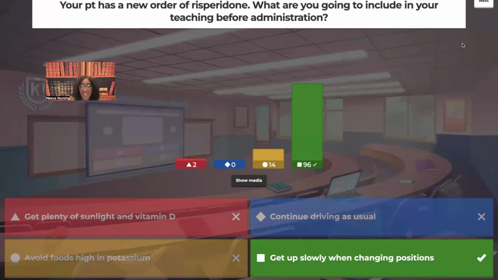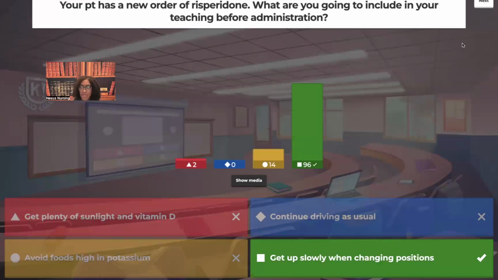Very good. Get up slowly when changing positions. You need to know this drug. You need to know that it is an antipsychotic medication. It can cause orthostatic hypotension. So you're going to be concerned about that. You're going to teach the patient if you have to get up to use the restroom, press the call button so I can come help you get up.